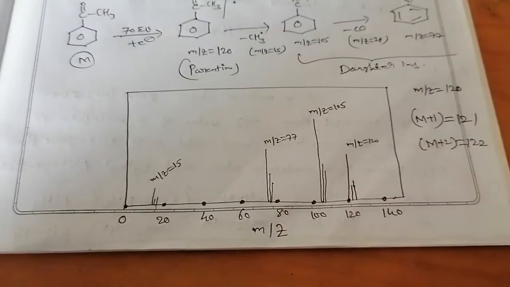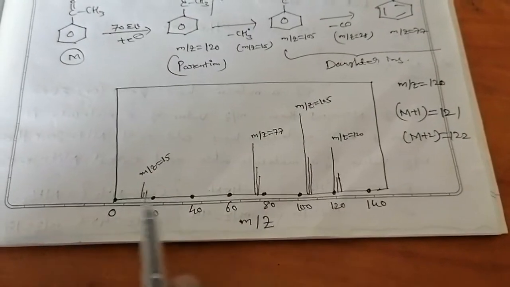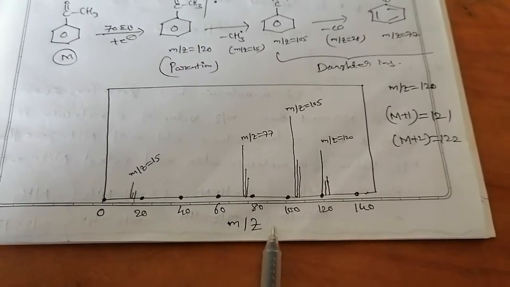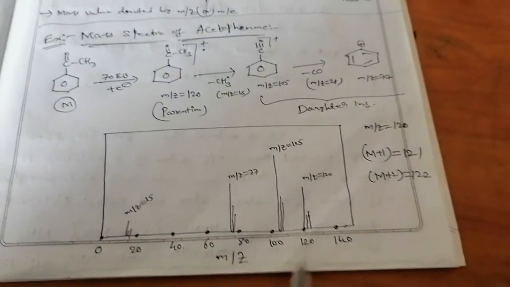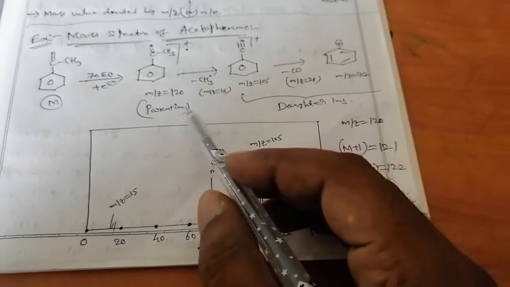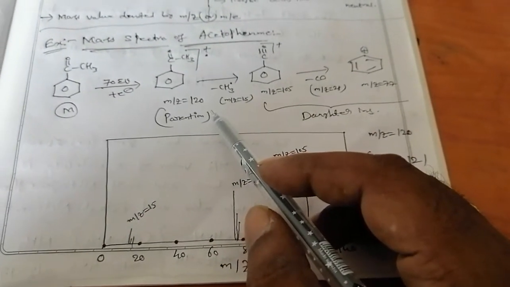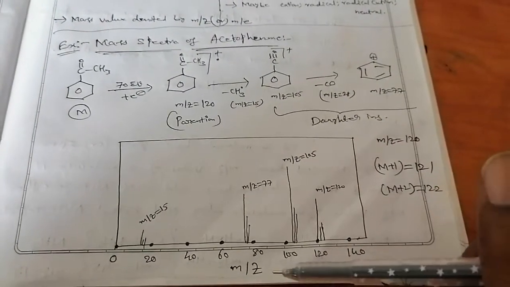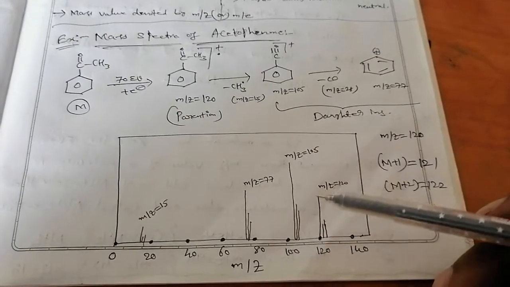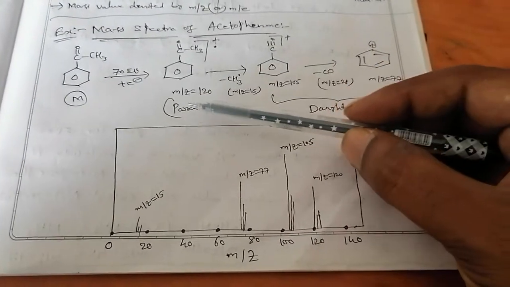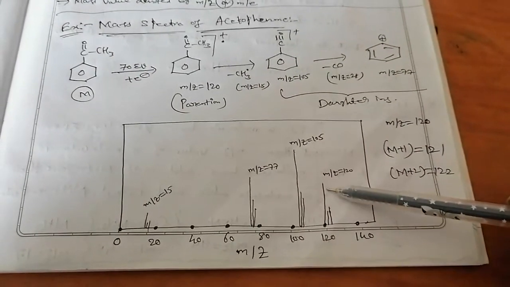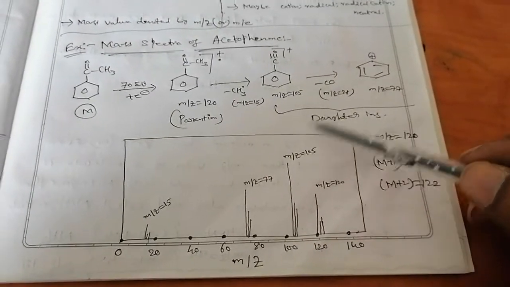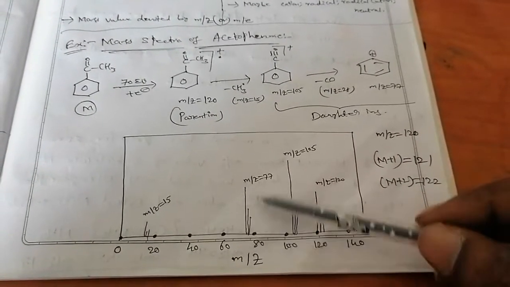See here, now this is a mass spectral diagram from 0 to 140. These are the m/z values, like 20, 40. So for acetophenone we got the peaks at, see here, wherever the m/z value you got in fragmentations or parent ion, that will give the peak in the mass spectrum. Mass spectra nothing but give the spectral lines based on the m/z value. So see here, the first one, the parent ion, is how much? 120. So here 120. Next one, m/z value 105. So see here 105. And similarly m/z 77, 77.